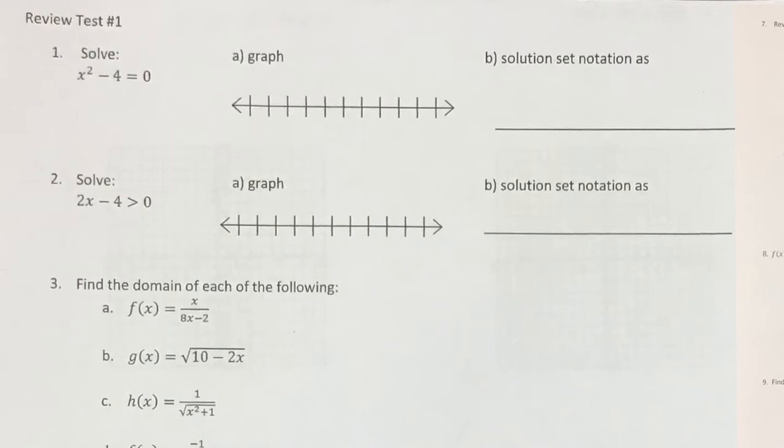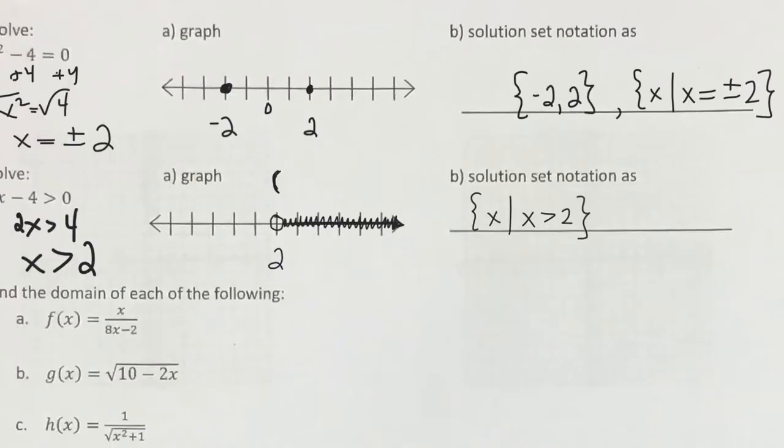Remember, I want the closed points on there. Your answers are the only ones I really care about. And then write this notation as appropriate. So here are the answers to number 1 and 2. The actual answer, and then written as a line graph, and then written in set notation.